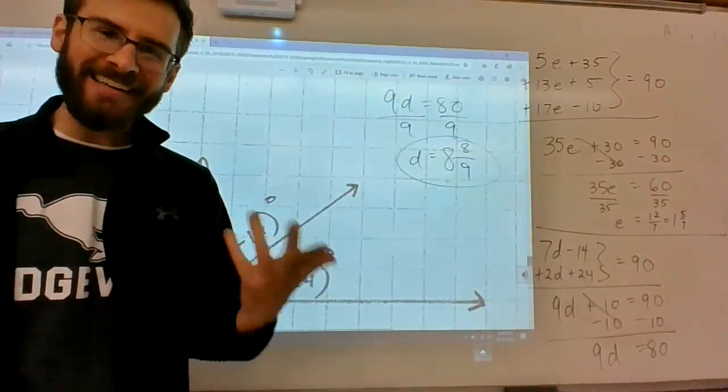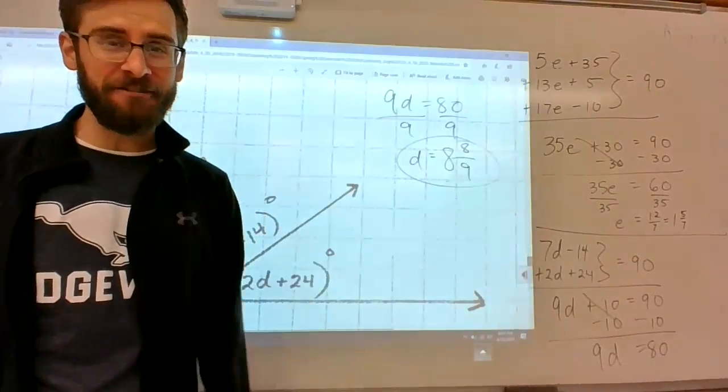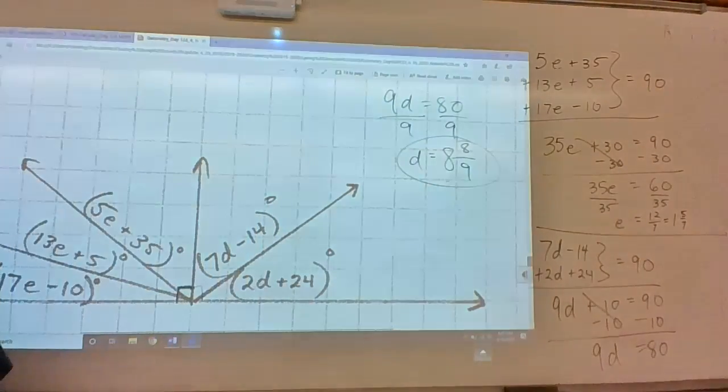All right, good thing I did that example because these would have been super messy to find out all the degree measures.